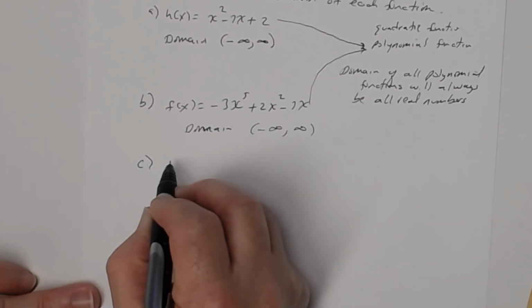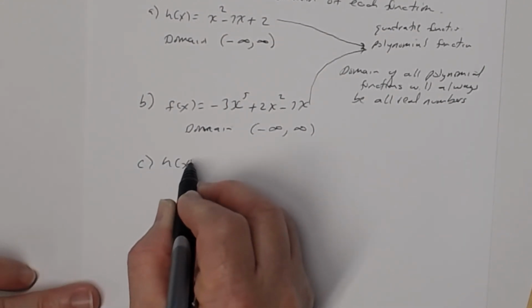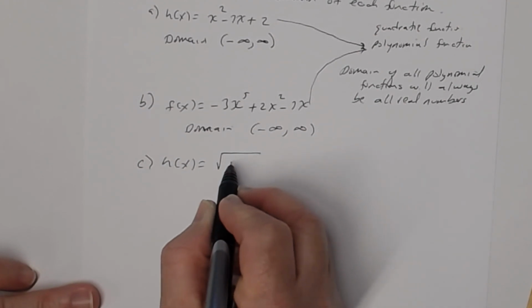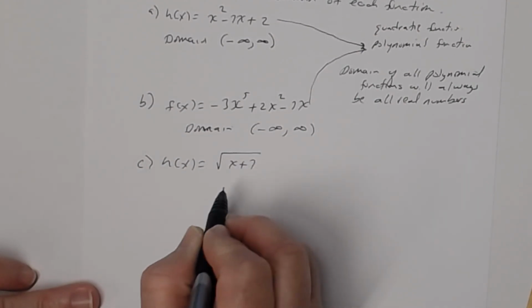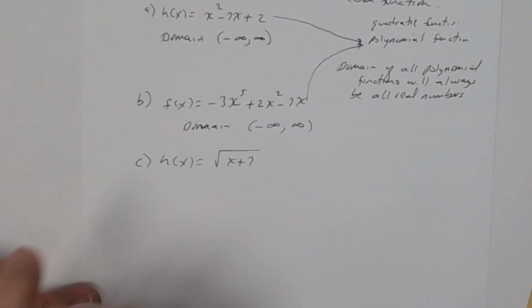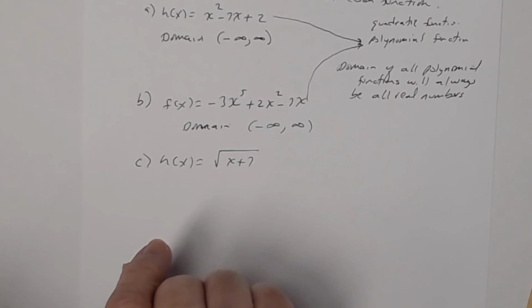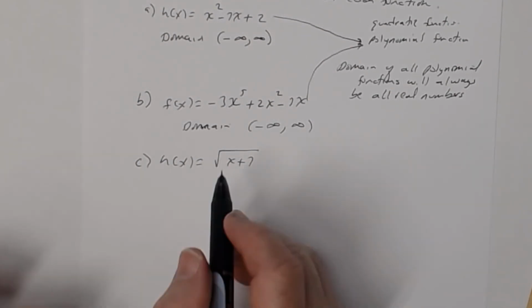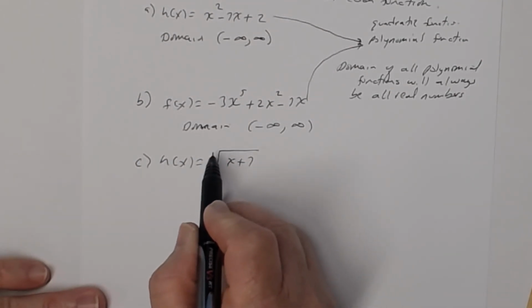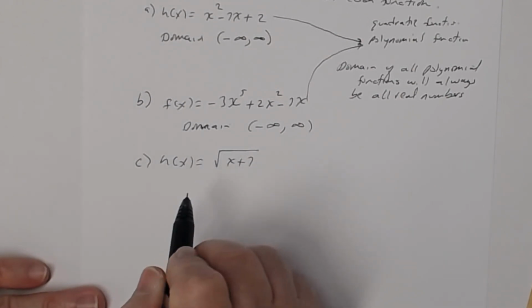All right, so let's look at C. Now C, you have this function: h of x equals the square root of x plus 7. Now that's not a polynomial function. We're looking at a square root function. One of the things you have to remember when dealing with square roots is that the index here is 2. If there's no number there, it's understood to be 2.